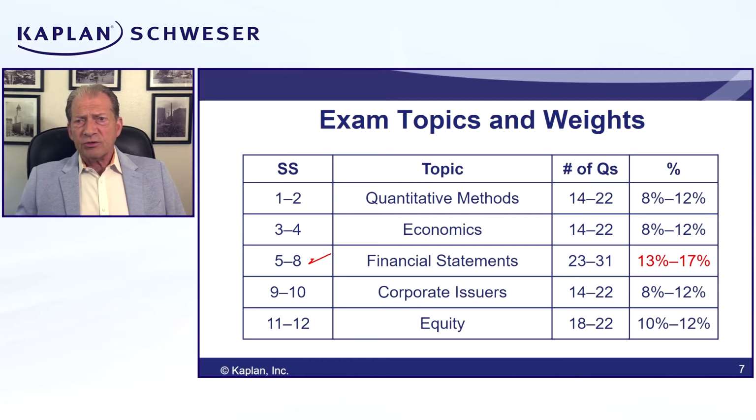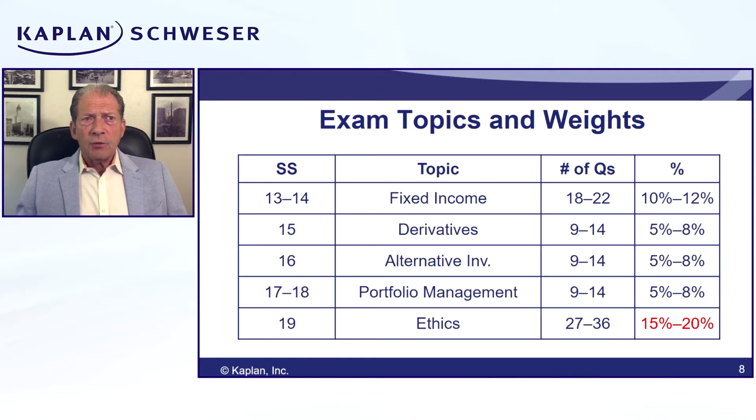Now, corporate issuers is also about 10%. And that's if you had finance training at the university, corporate finance is what it's often called. Equities, a little bit larger, 10 to 12% of the exam. Then we've got fixed income, 10 to 12% of the exam. And then we've got 3 topic areas here that are about 5 to 8% of the exam: derivatives, alternative investments, portfolio management.